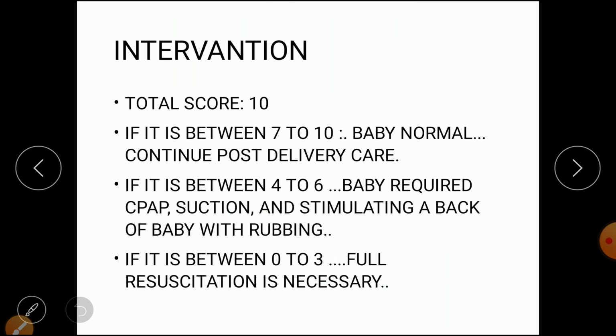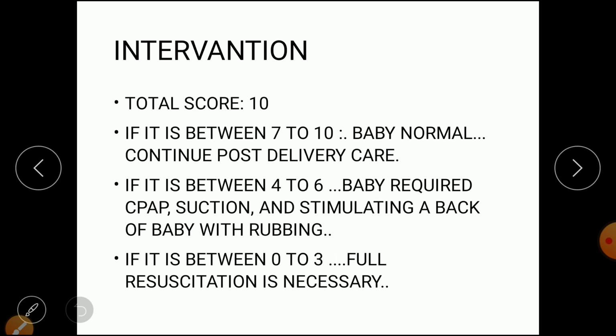Now intervention. Total score 10. If it is between 7 and 10, the baby is normal, so you have to continue post-delivery care. If it is between 4 and 6, the baby requires CPAP, suctioning and stimulating the baby's back with rubbing. Because in some cases after delivery the baby doesn't cry, so the doctor does this for lung expansion and to initiate breathing. The doctor rubs the baby's back and gives some pinching-type stimulation, so that the baby's lungs can expand and the baby starts breathing.